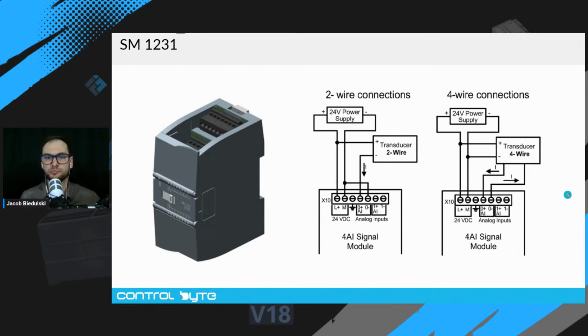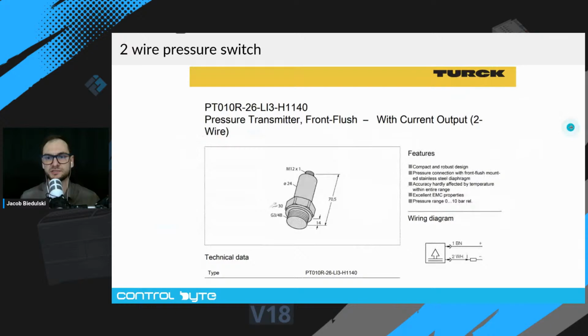But as I said, 80 or even 90% of industrial applications use current loop signals. What are the possible connections of the sensors which have a current loop signal? We use the same module, SM1231 from Siemens. Here on the left, you can see a two-wire connection, and here on the right, a four-wire connection. So let's discuss those two connections.